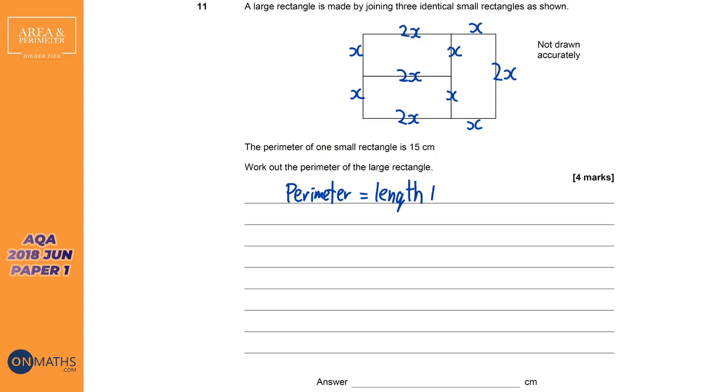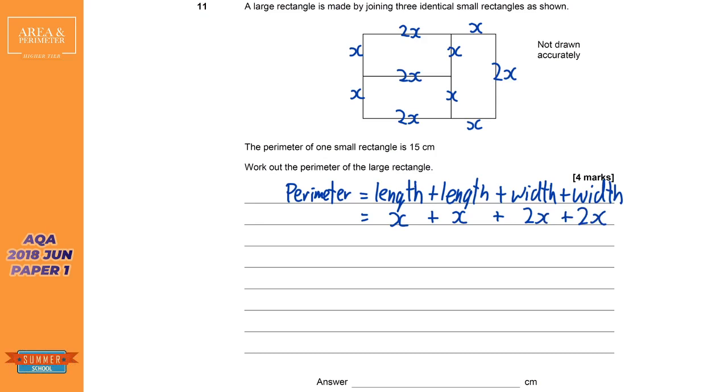Okay, so length plus width plus width. And actually, I could have just written length plus width in brackets and then times two, which means the same thing. Right, let's get my head screwed back on. So it's going to be X plus X plus 2X plus 2X. And we know that's going to be equal to 15. Right, back on track. So X plus X plus 2X plus 2X is going to be 6X.